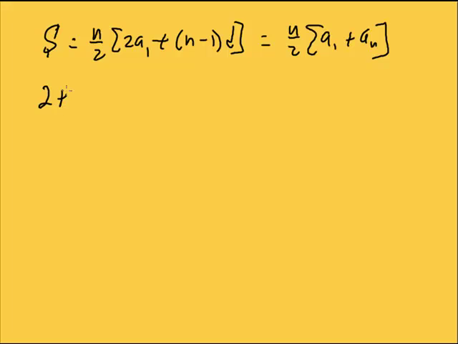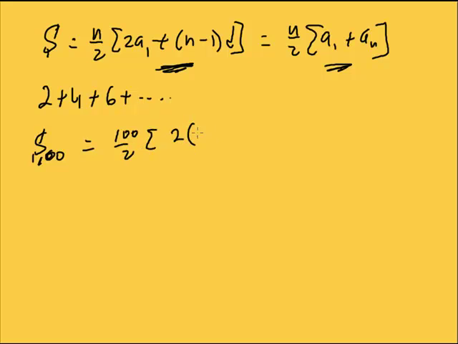So, how can we use this? Let's say we have 2 plus 4 plus 6 plus dot dot dot. Let's say we want to add the first 100 terms. You can use either one of these formulas. You can either find the 100th last term and then use this formula, or, since we don't know the last term, it's probably easier to use that formula, which is going to be n is 100 over 2, all that times 2 times the first term, which is 2, and then I have a plus 100 minus 1 times difference.